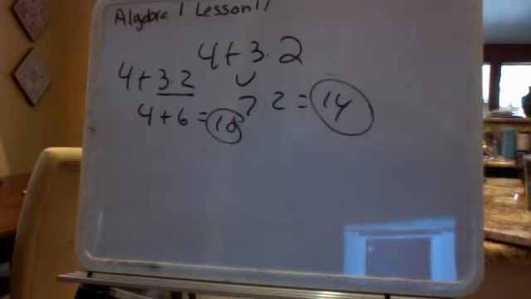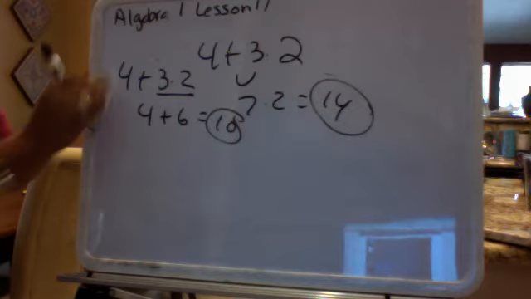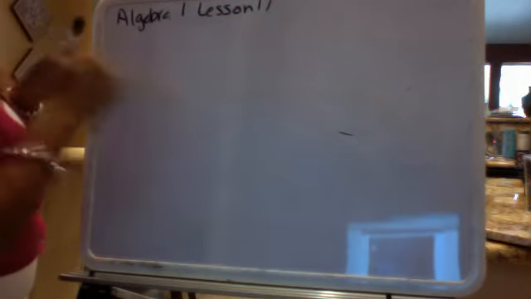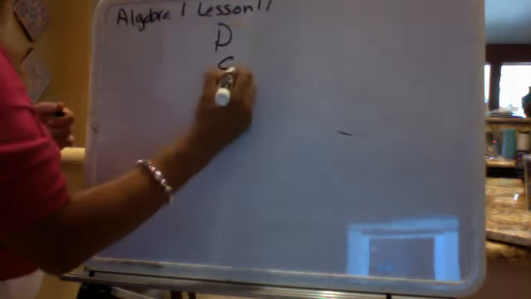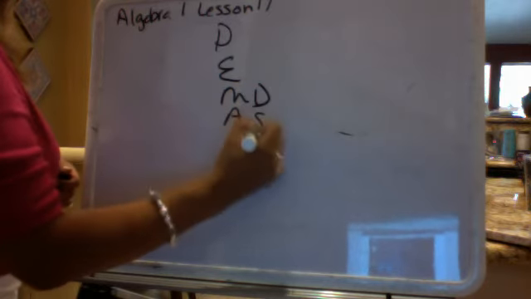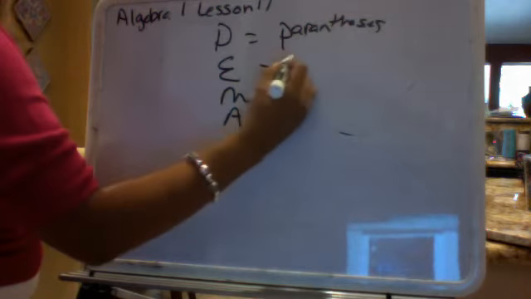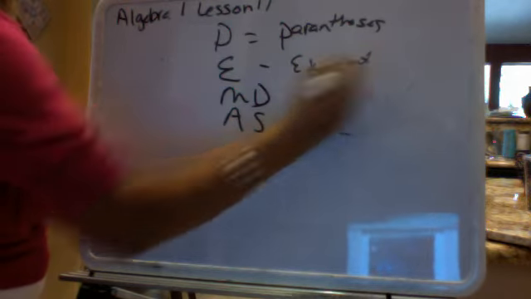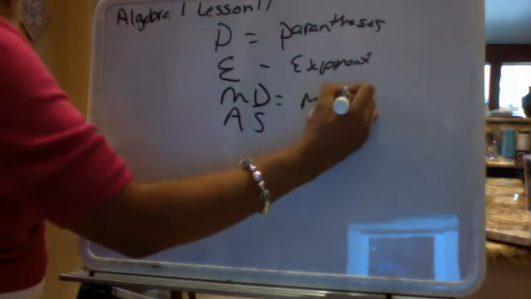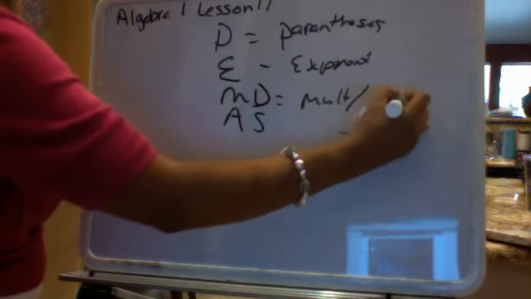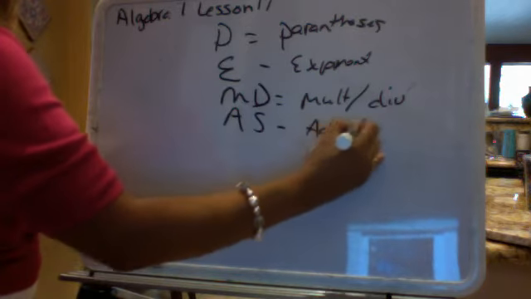But mathematicians have found that you have to have an order, and they have to agree upon it. It's necessary so that everybody gets the same answer when working more complicated problems. So they have agreed on our order of operations, and I'll make it as simple as this: Please Excuse My Dear Aunt Sally. P stands for parentheses. E stands for exponents. MD stands for multiplication/division. And AS stands for addition/subtraction.